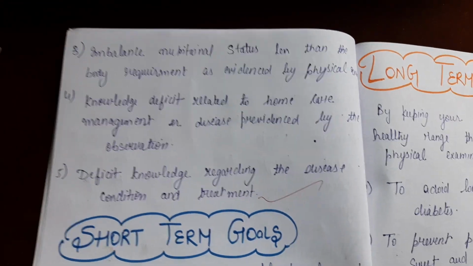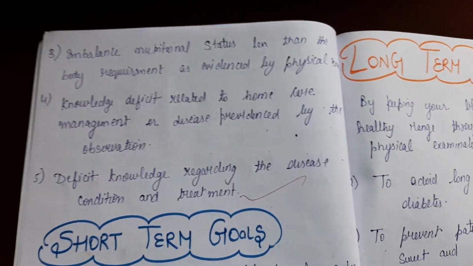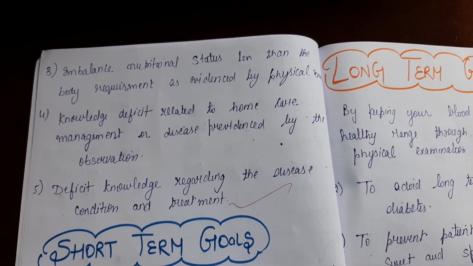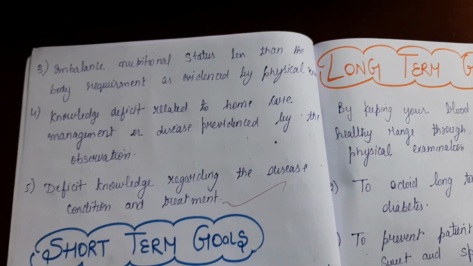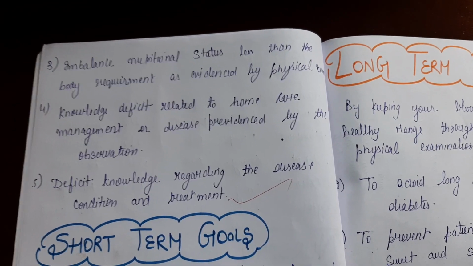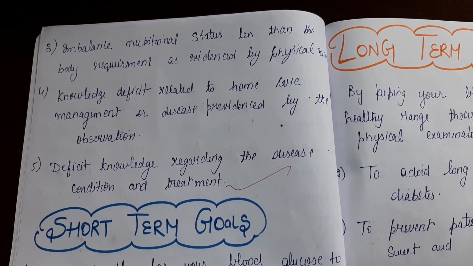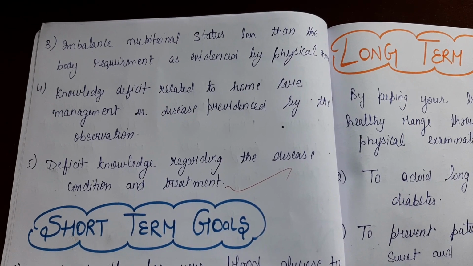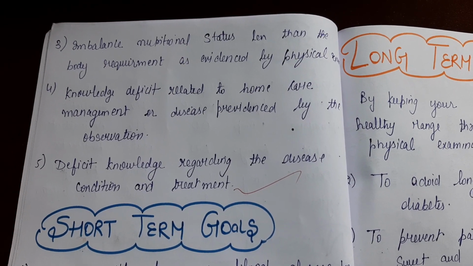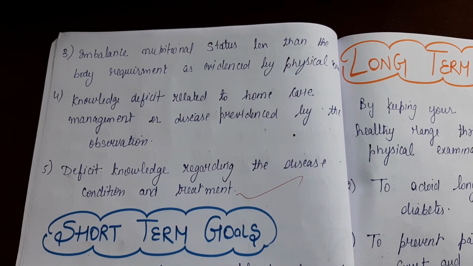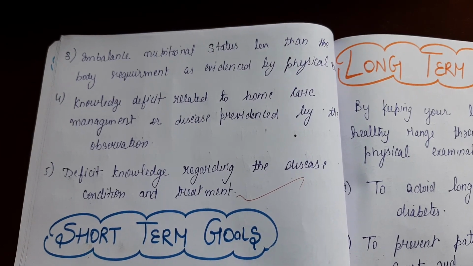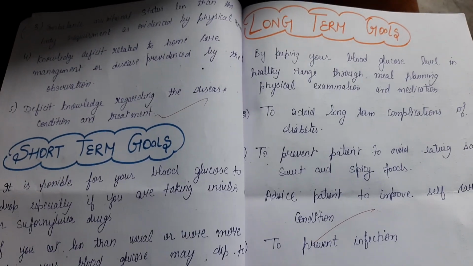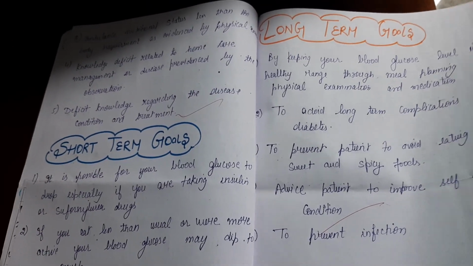Here, imbalanced nutritional status. In diabetes, due to the frequent urination, there is an imbalance of nutrition and also fluid deficiency. Fluid deficiency may be there due to the frequent urination. So you are also able to make the NCP on fluid imbalance or fluid deficiency. Knowledge deficient is also very common. You are able to write down this diagnosis everywhere in every disease. After that, short term goals, long term goals, as we already discussed in previous videos.